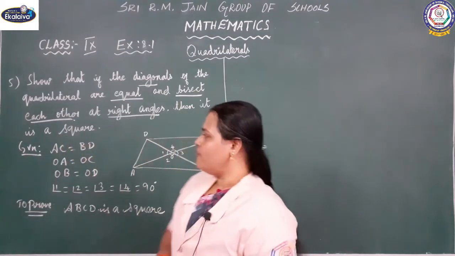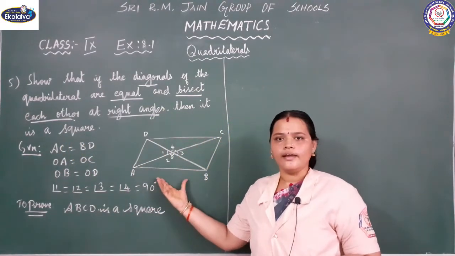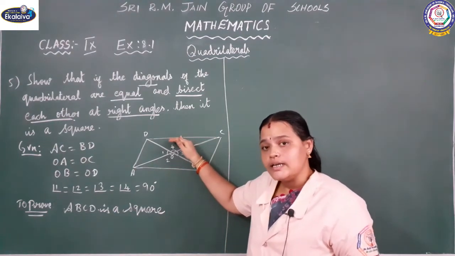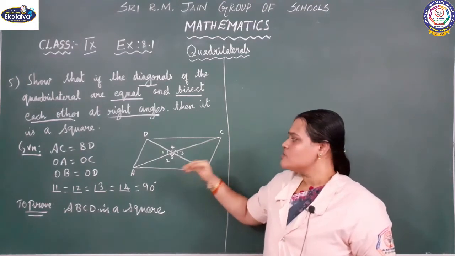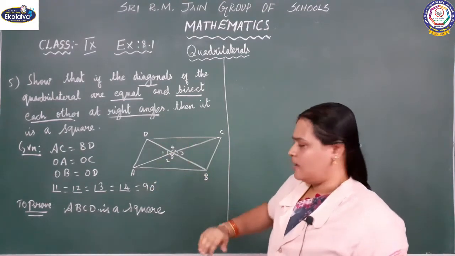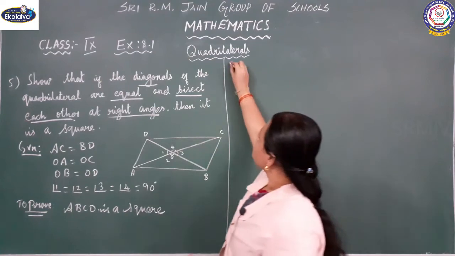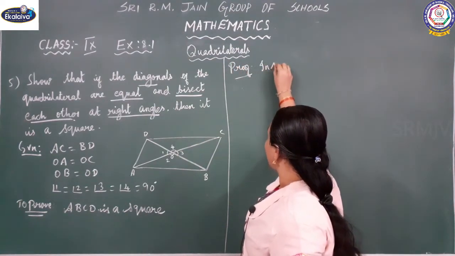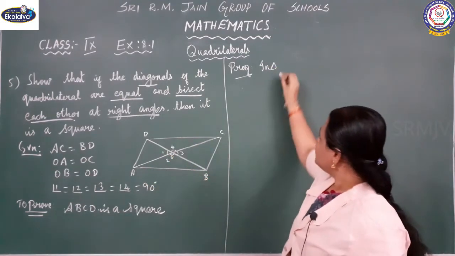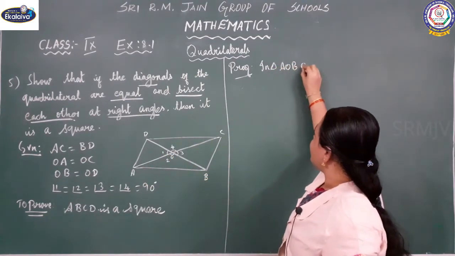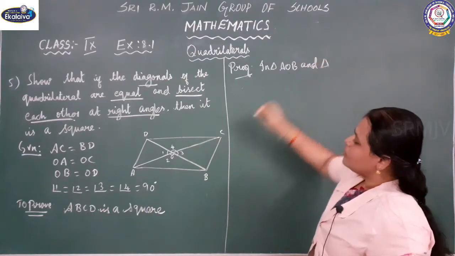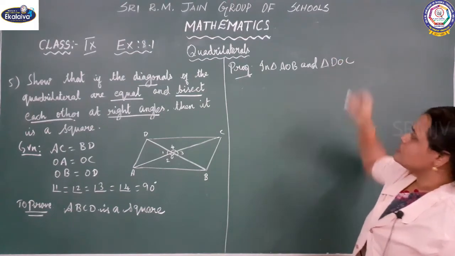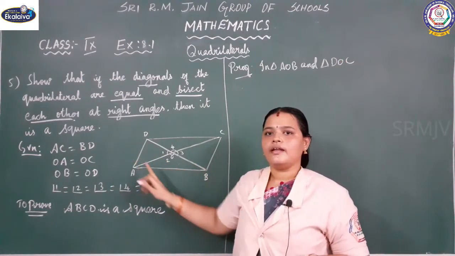So to prove so, first we have to prove this quadrilateral as a parallelogram. So we know that in the parallelogram, opposite sides are equal and parallel, right? So let us take any two opposite triangles. So now I am going to take triangle AOB and the opposite triangle, which is DOC. So let us see from the given and write what are all equal.